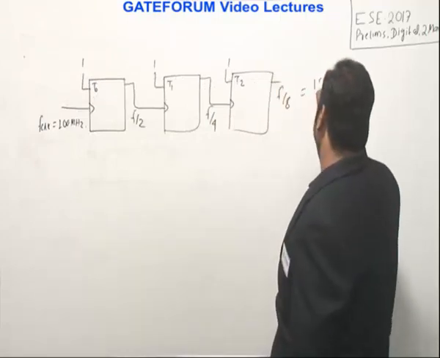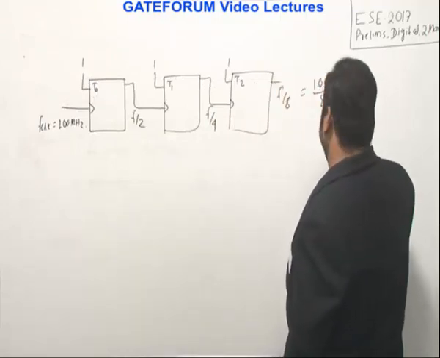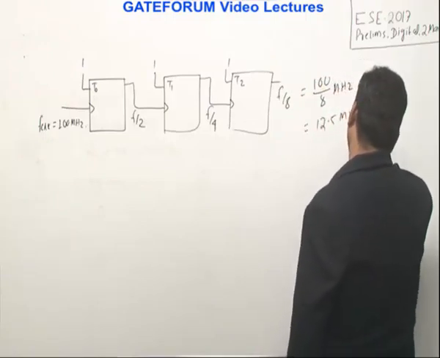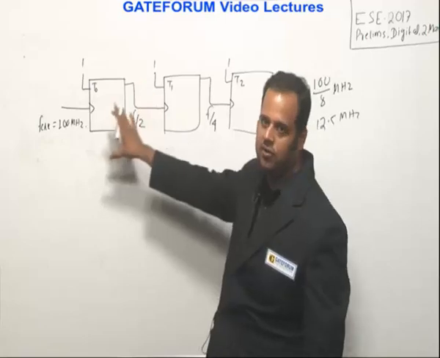What is F? F is given as 100. So 100 by 8, this much of megahertz. So how much is this? This is 12.5 megahertz. And I am not explaining how it is in toggling mode. I hope you know this.